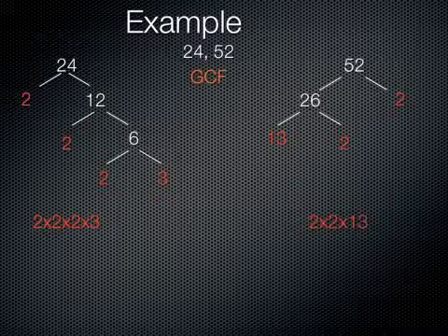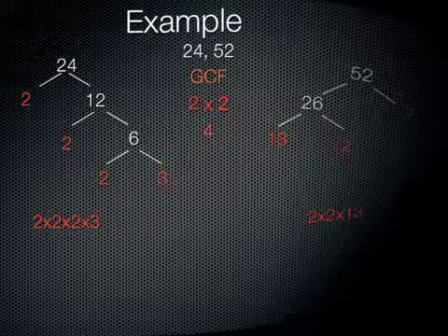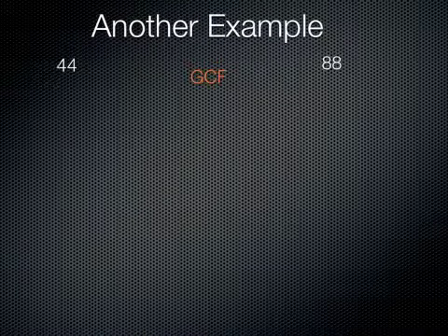So now I need to take a look at both of those lists of the prime factorizations and see how many numbers they have in common. First off, I see that they have a 2 in common, and then I see that they also have a second 2 in common. And that's it in this case. So 2 times 2 is 4. So my greatest common factor of 24 and 52 is 4.